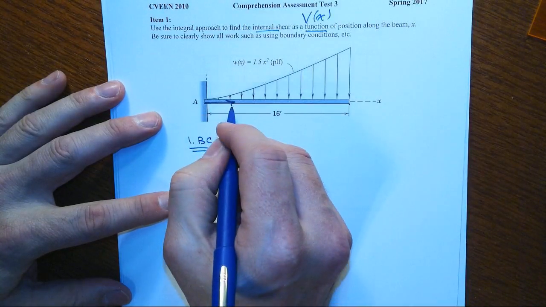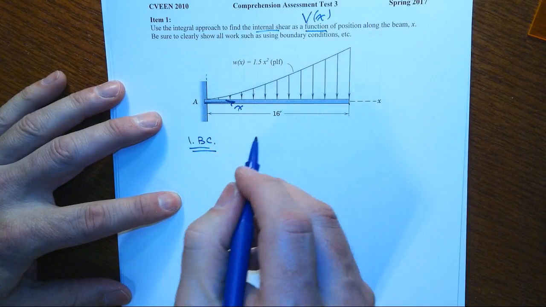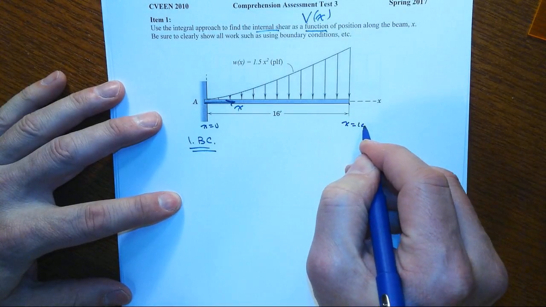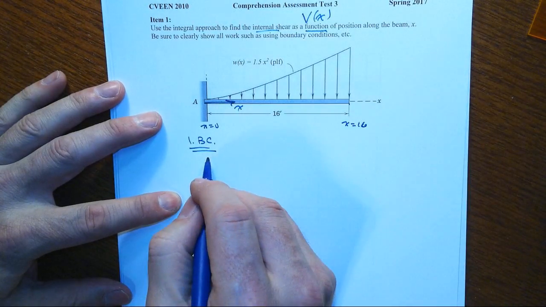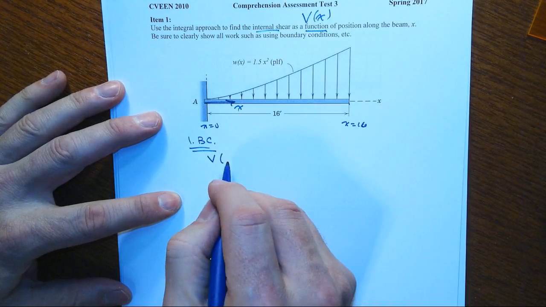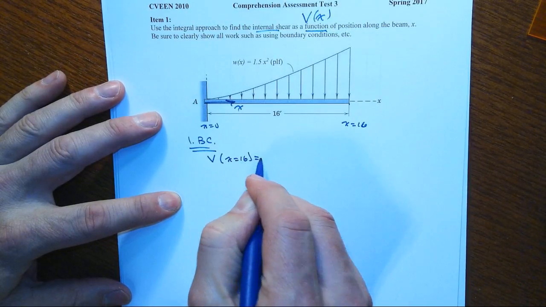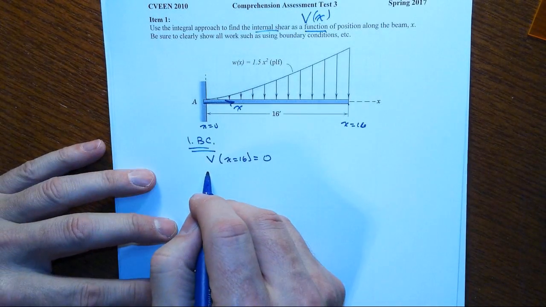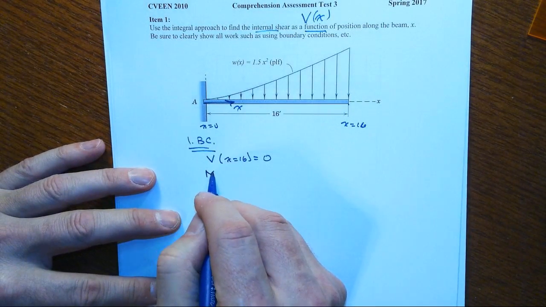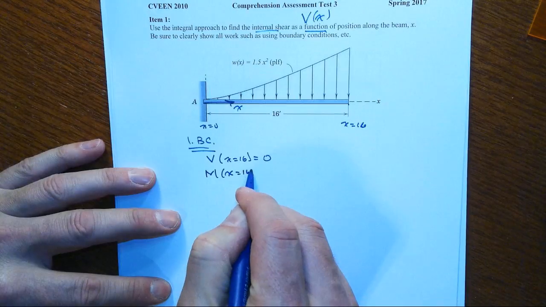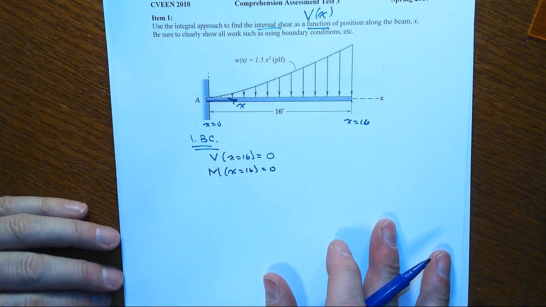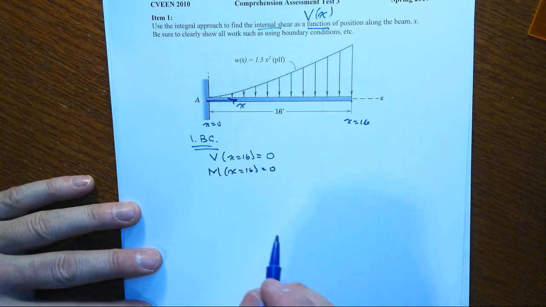Well, let's see, our coordinate system is set up here. There's x, so this is x equal to 0 at the fixed end and x equal to 16 at the right end, and so the shear at x equal to 16 is equal to 0. There's no concentrated force there, only have the distributed force, and the moment is also equal to 0 out there. With the two force boundary conditions, we may not need both of those, but we'll see how this all plays out.